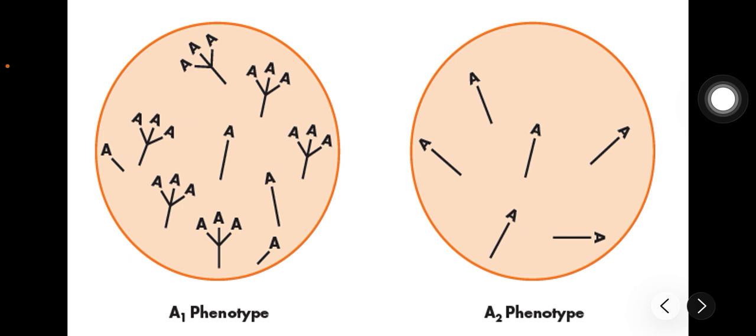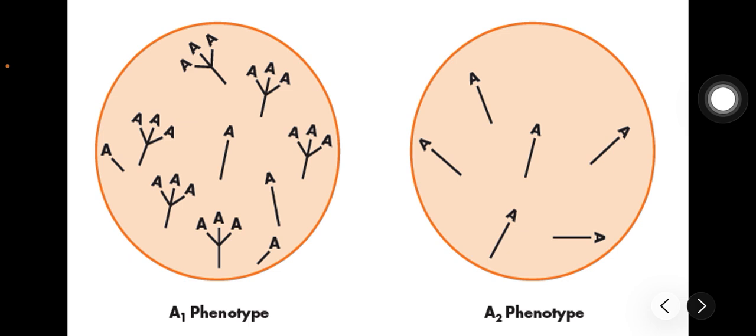remaining on the red cell surface than A1 cells do. A2 phenotype have much more unconverted H antigen remaining on the red cell surface as compared to your A1 cells.